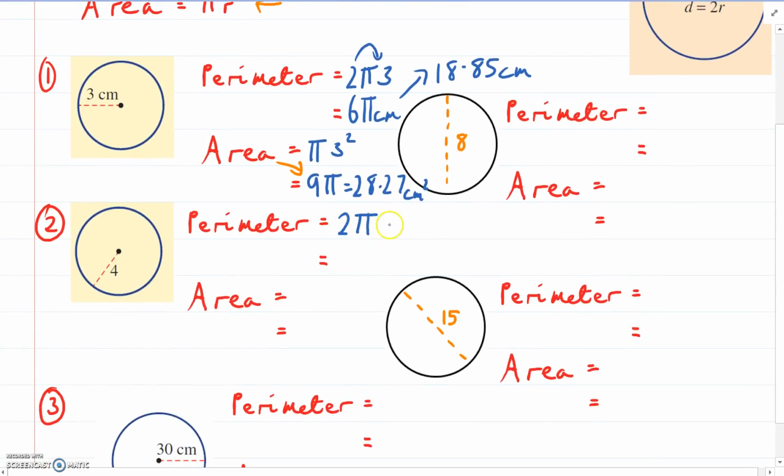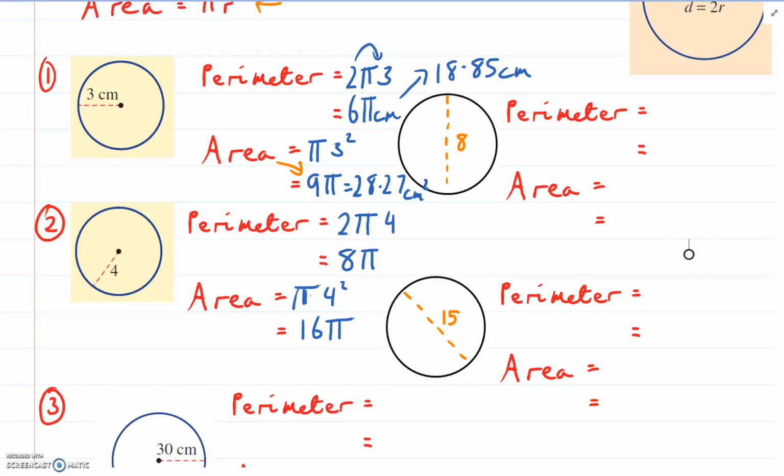Let's have a go at another one here, pretty straightforward. 2 times pi times the radius of 4, which is 8 pi. We're just multiplying those numbers. Won't write that out as a decimal. Pi 4 squared. 4 squared is 16, so that's just 16 pi. We don't have units in this one, so that's all we can do.